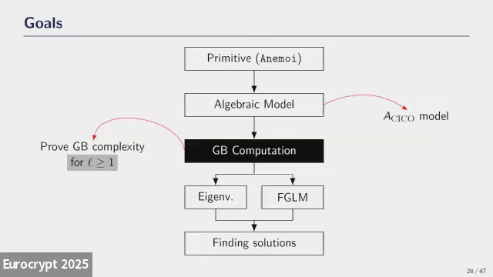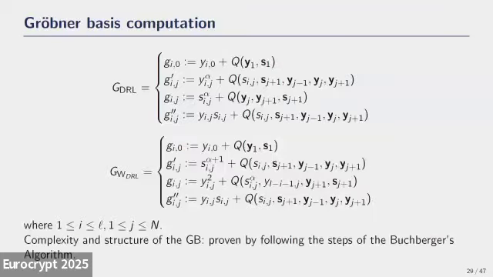So we want to prove the GB complexity for L greater or equal to 1, so for whatever number of L and whatever value of alpha. And these are the results. For alpha equal to 3, we can use the degree reverse lexicographic order. Here, for example, you can see that we obtain this nice structure where the variables y and s have degree alpha, and then we have the couples.